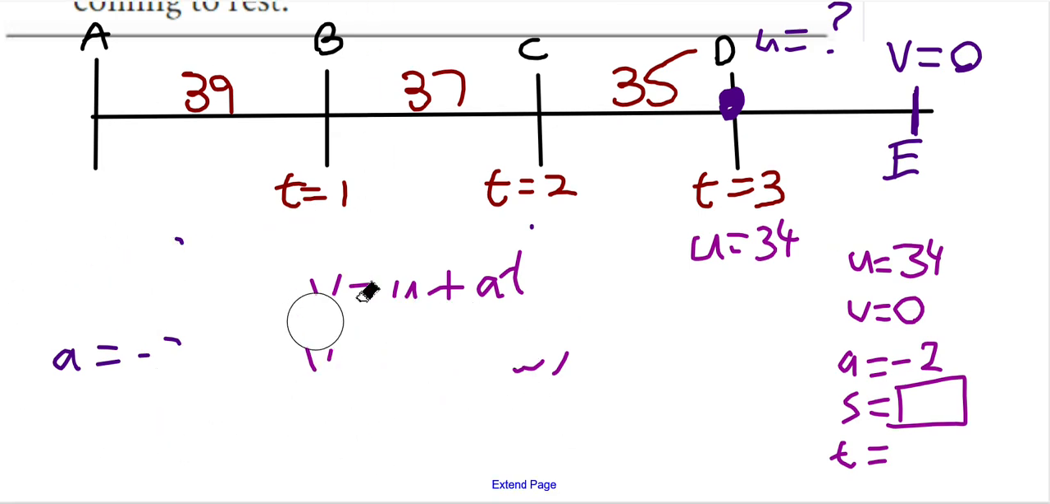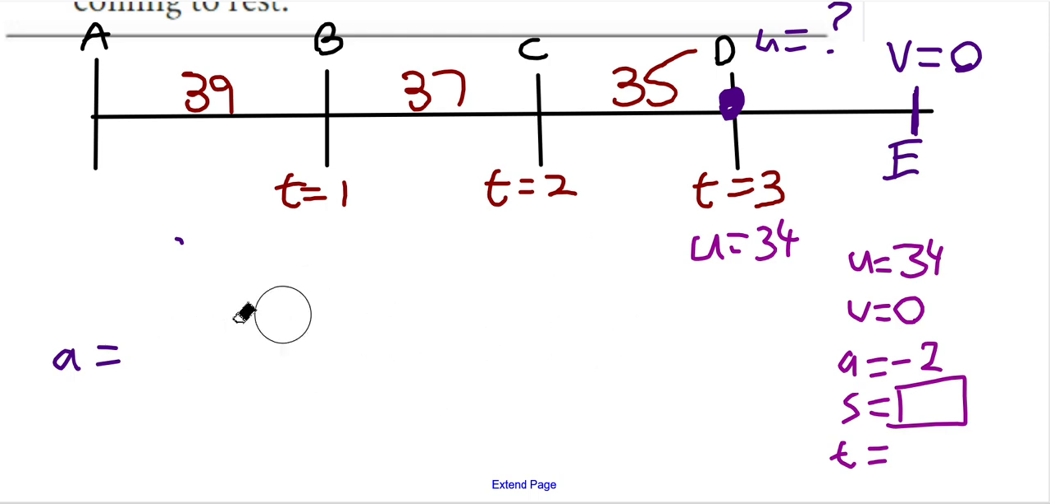Ideas? You could get t using v equals u plus at and sub that t into s equals ut plus a half at squared. I'm lazier than you. I want to do it faster. Any ideas? v squared equals u squared plus 2as. Yeah, I'm going to do it this way.